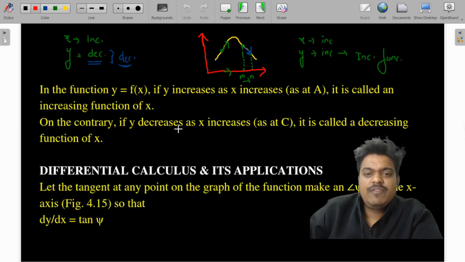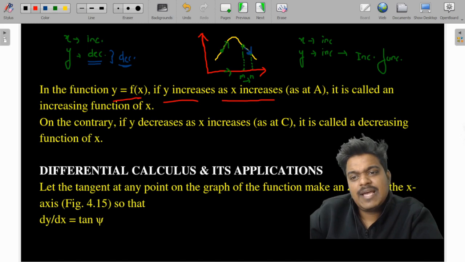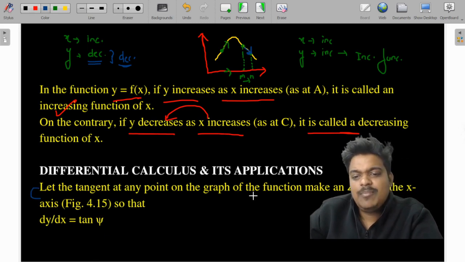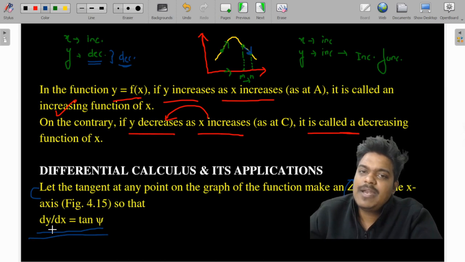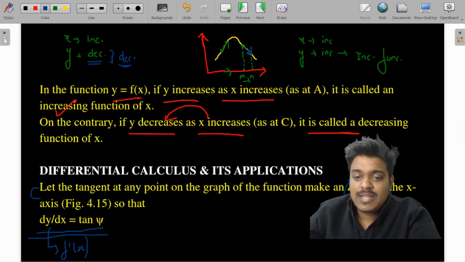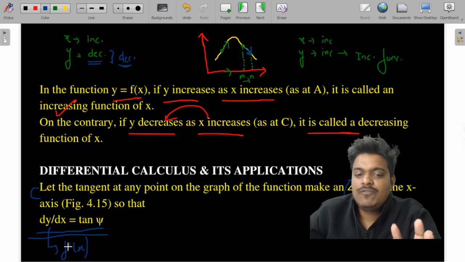If for a function y of x, y increases as x increases, it is called an increasing function. On the contrary, if x increases and y decreases corresponding to it, it is called a decreasing function. Okay, bhai, koi dikkat nahi hai. Let the tangent at any point on the graph of the function make an angle psi with the x-axis. So you know that tan psi is equal to dy by dx, which is nothing but f dash x.